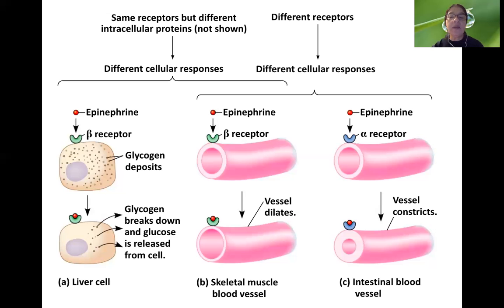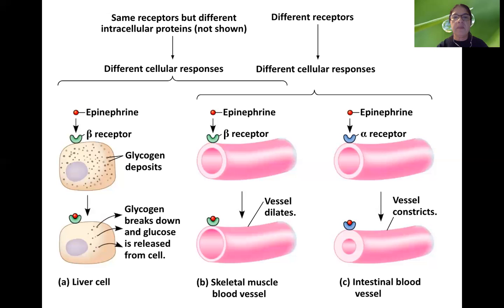On blood vessels of our digestive system, it'll have the exact opposite effect. Those blood vessels will constrict, restricting blood flow to our digestive system. Three different cell types, three different responses.